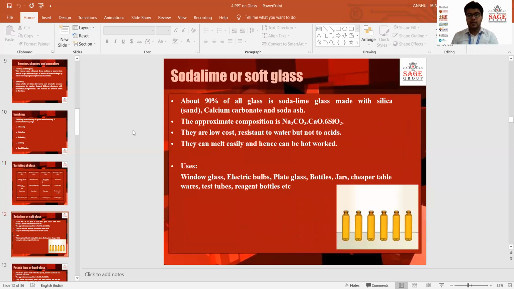So we have given some details of these varieties of the glasses. I would take another video for explaining the important varieties. Like, you can look here about the soft glasses.